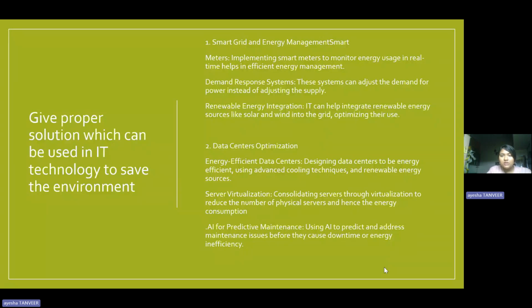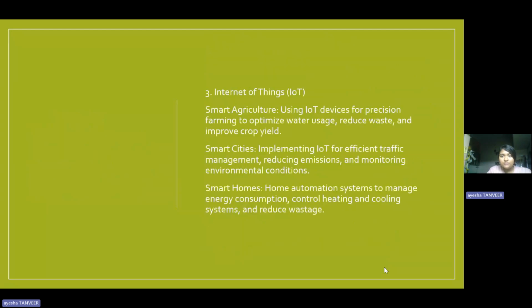Internet of Things, IoT. Smart agriculture. Using IoT devices for precision farming to optimize water usage, reduce waste, and improve crop yield. Smart cities. Implementing IoT for efficient traffic management, reducing emissions, and monitoring environmental conditions. Smart homes. Home automation systems to manage energy consumption, control heating and cooling systems, and reduce wastage.